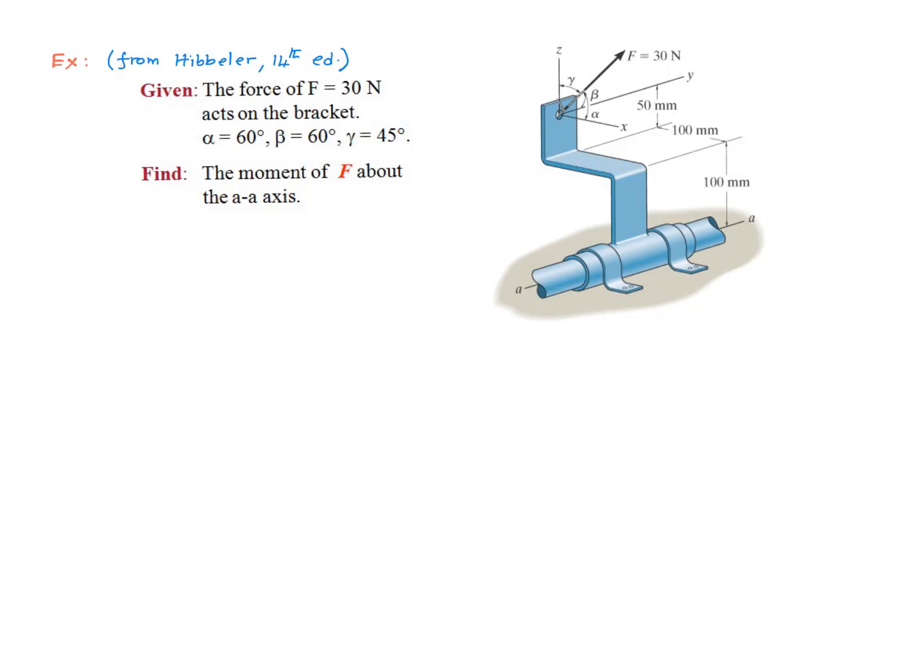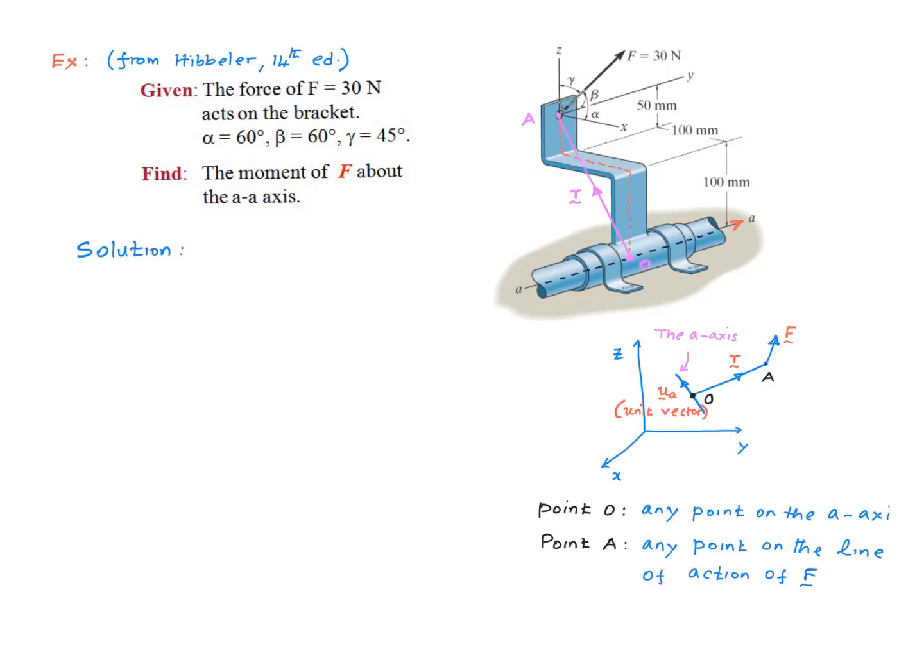So what is unique about this problem? Well, the axis does not coincide with any of these coordinate axes. The problem is somewhat ill-defined in the sense that they say find the moment about the AA axis, but they didn't tell us the direction for the AA axis, right? So let's go ahead and define the direction for the axis ourselves. So I'm going to take this as the direction for the axis.